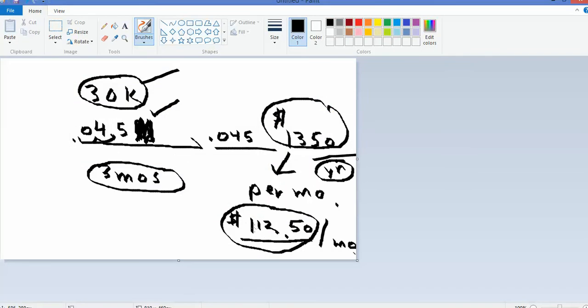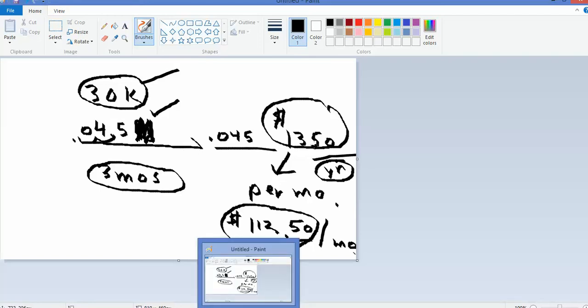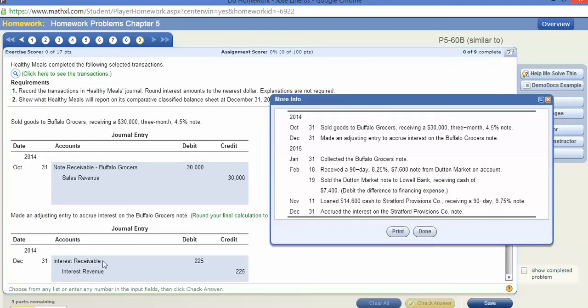This is 1 month's worth of interest. Remember, interest rates are per year. They're not per month. Interest rates are per year, unless they explicitly say something different. But if they're silent, they're 4.5% per year. Here's a year. And then you book interest revenue of $225 because at December 31st, you have earned $225. And then the interest receivable is booked because it does not say we are going to pay you interest every single month. It just says it's a 3-month note at 4.5%.